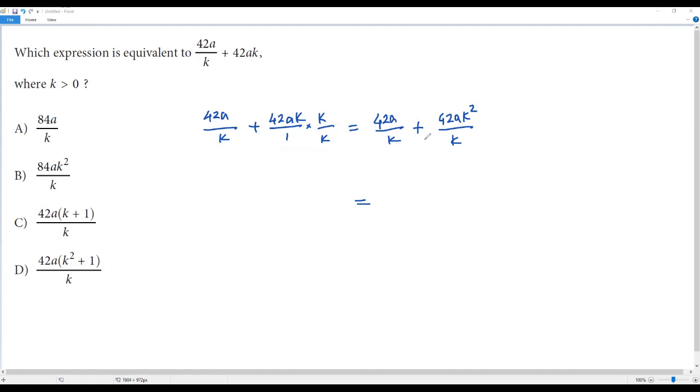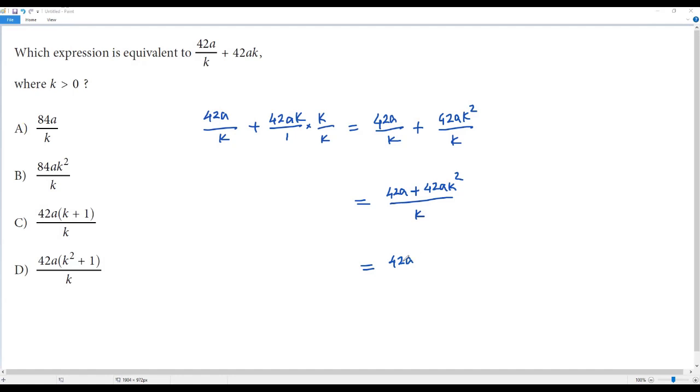Now we have the same denominator for both the fractions. Now we can take k as a common denominator. Then we have to add the two numerators. We get 42a plus 42ak squared. Okay, now let's factor the expression we have over here in the numerator. For that, we have to find the greatest common divisor of this one and this one. So the greatest common divisor is 42a.